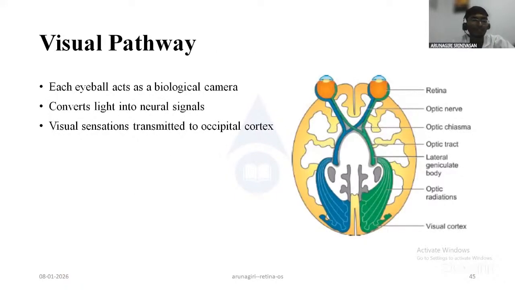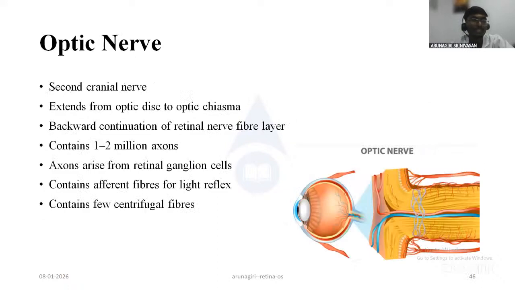Now, the visual pathway. Each eyeball acts as a biological camera and converts light into neural signals. The visual pathway helps carry the signals to the visual cortex. The optic nerve is the second cranial nerve. It extends from the optic disc to the optic chiasma. It is the backward continuation of the retinal nerve fibers. It contains 1 to 2 million axons, arising from retinal ganglion cells. It contains afferent fibers for the light reflex and a few centrifugal fibers.